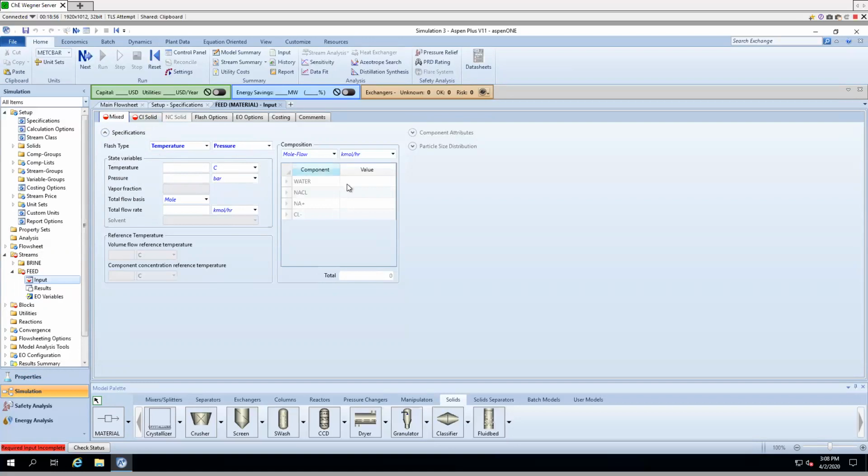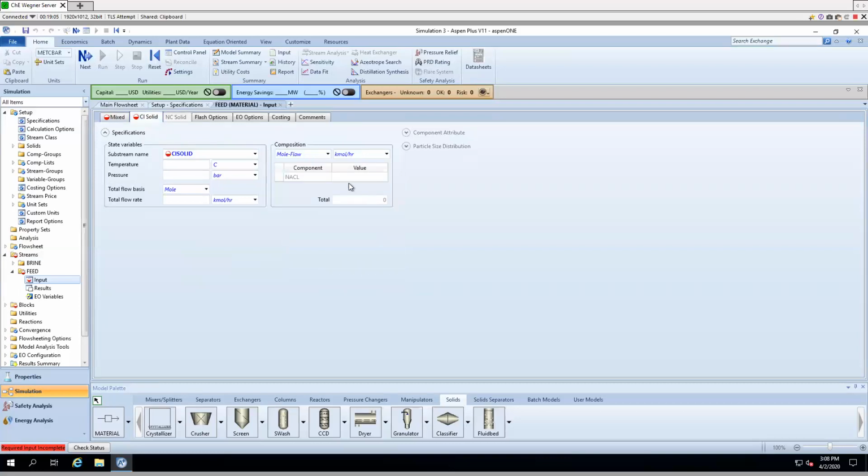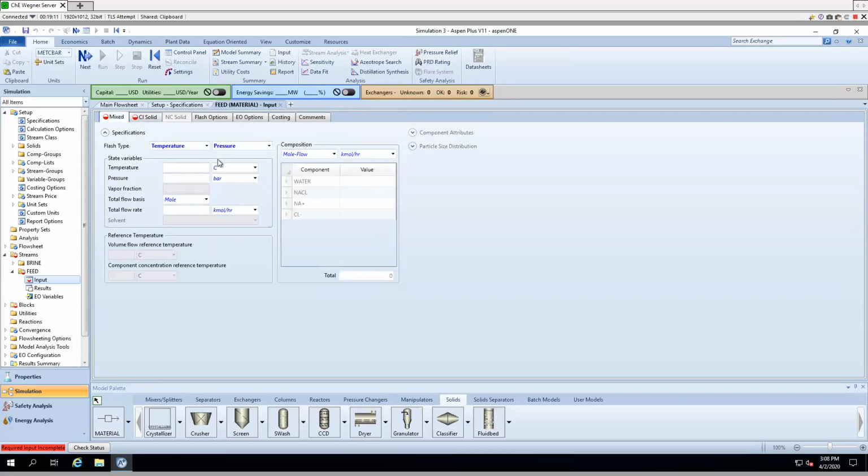So you can see in the mix, we can do anything here, and we could have any material in this flow. You'll see in the CI solid, that's not the case. We can only have solids. So we're going to go to the mix first. In the homework file, it said it wanted us to flow 20C, 1 ATM. So 20C, and I'm going to change this to atmosphere, 1 ATM.